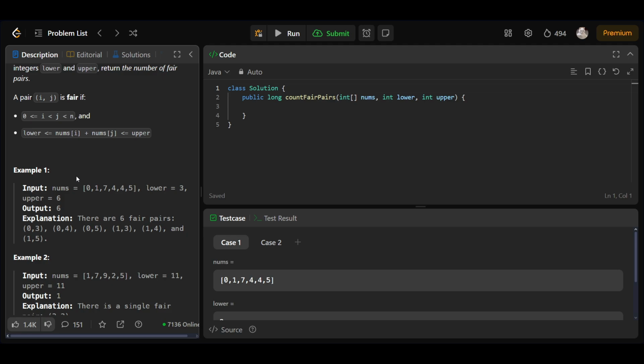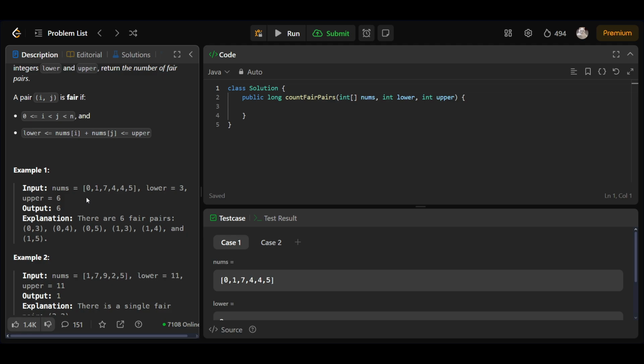Okay, so for example we're given nums as 0 1 7 4 4 5 and lower is 3 and upper is 6, so we have to return all the pairs whose sum is greater than or equal to 3 and less than or equal to 6. So the pairs are 0 comma 3, 0 comma 4, and then 1 comma 4, sorry 1 comma 4 and 1 comma 5. Okay, because these will sum up to 4, and then again a 4 5, and then 1 comma 4, then again a 5 and then 1 comma 6. Yeah, so all of these are valid.